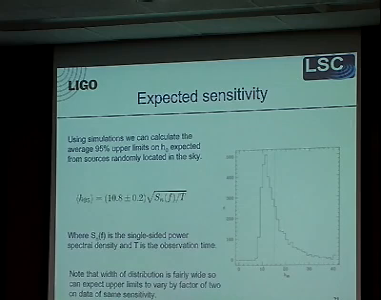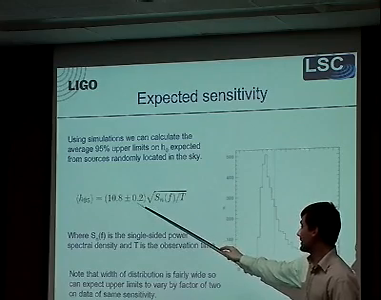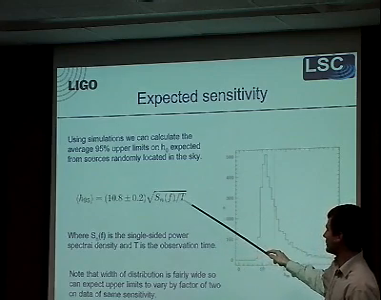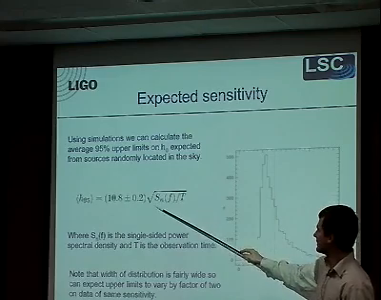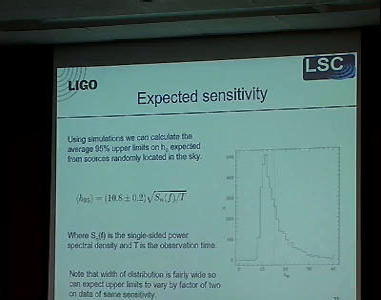So using simulations, we can calculate the expected sensitivity of the search. In this case, using 4,000 sources randomly distributed in the sky, you can calculate the average upper limit that you would get, given a certain power spectral density and a certain observation time. The upper limits that we'd be able to set are inversely proportional to the square root of time. So as we gather more data, our sensitivity, signal to noise, will increase as the square root of time.